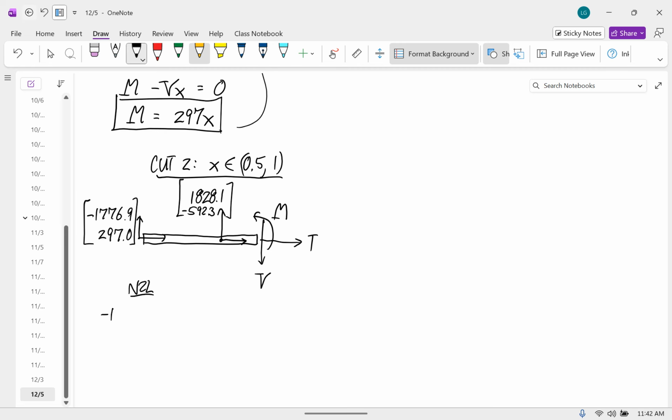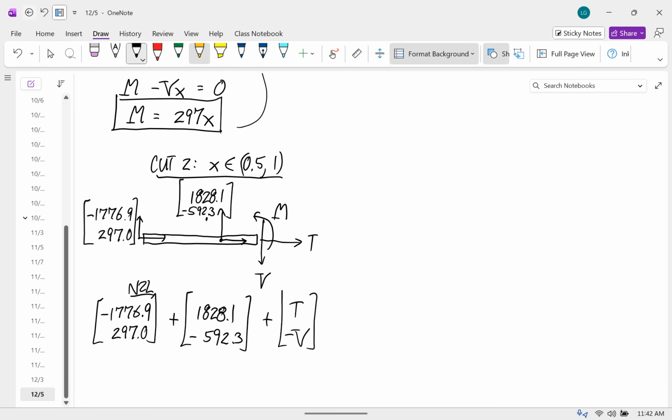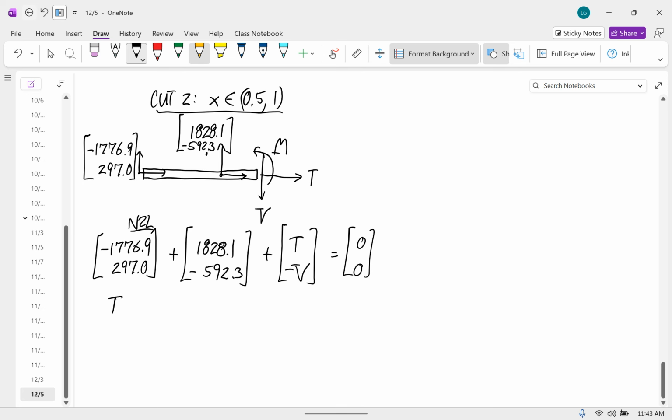So Newton's second law says negative 1776.9, 297.0 plus 1828.1 negative 592.3 plus T negative V is equal to zero. So the internal tension is 51.2.